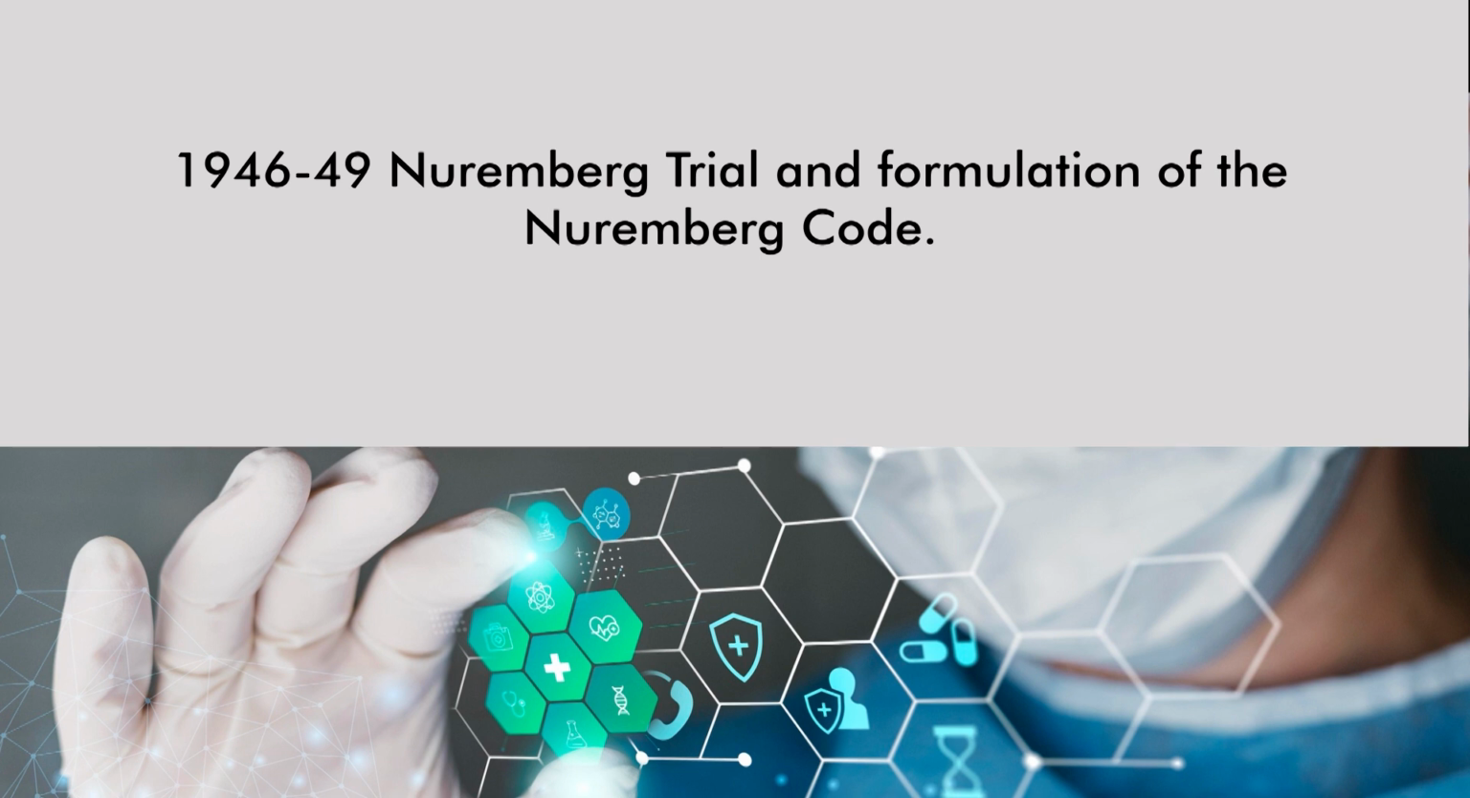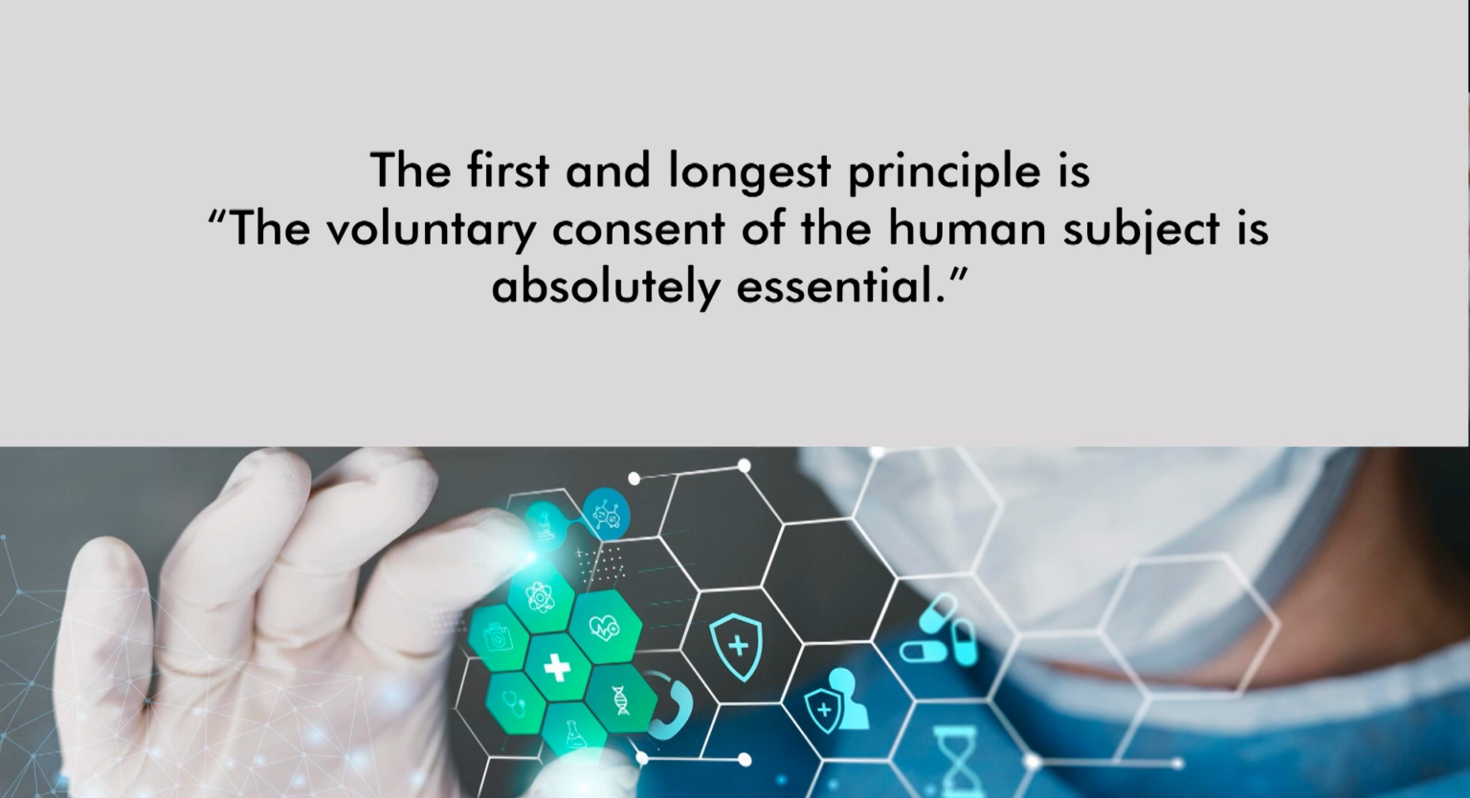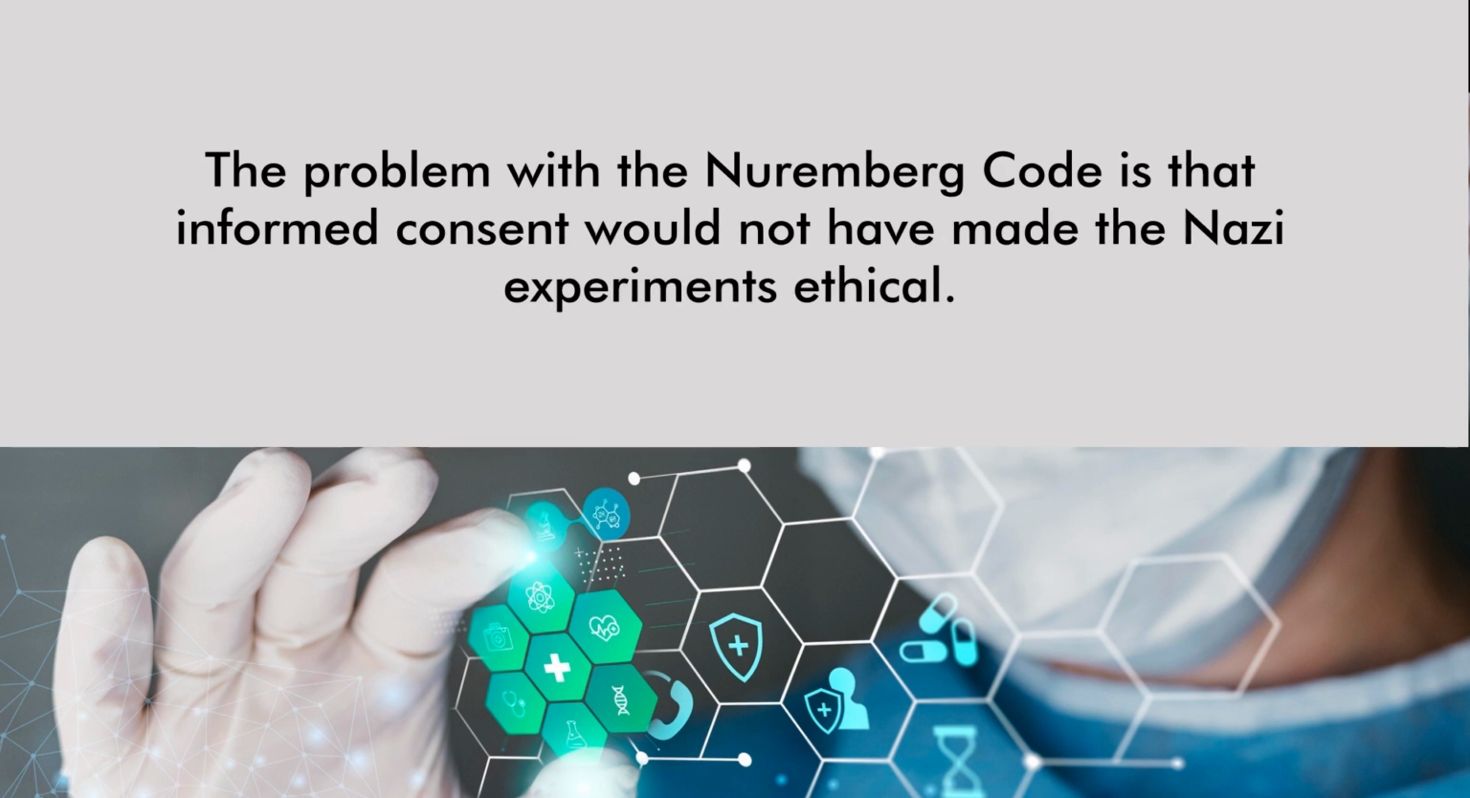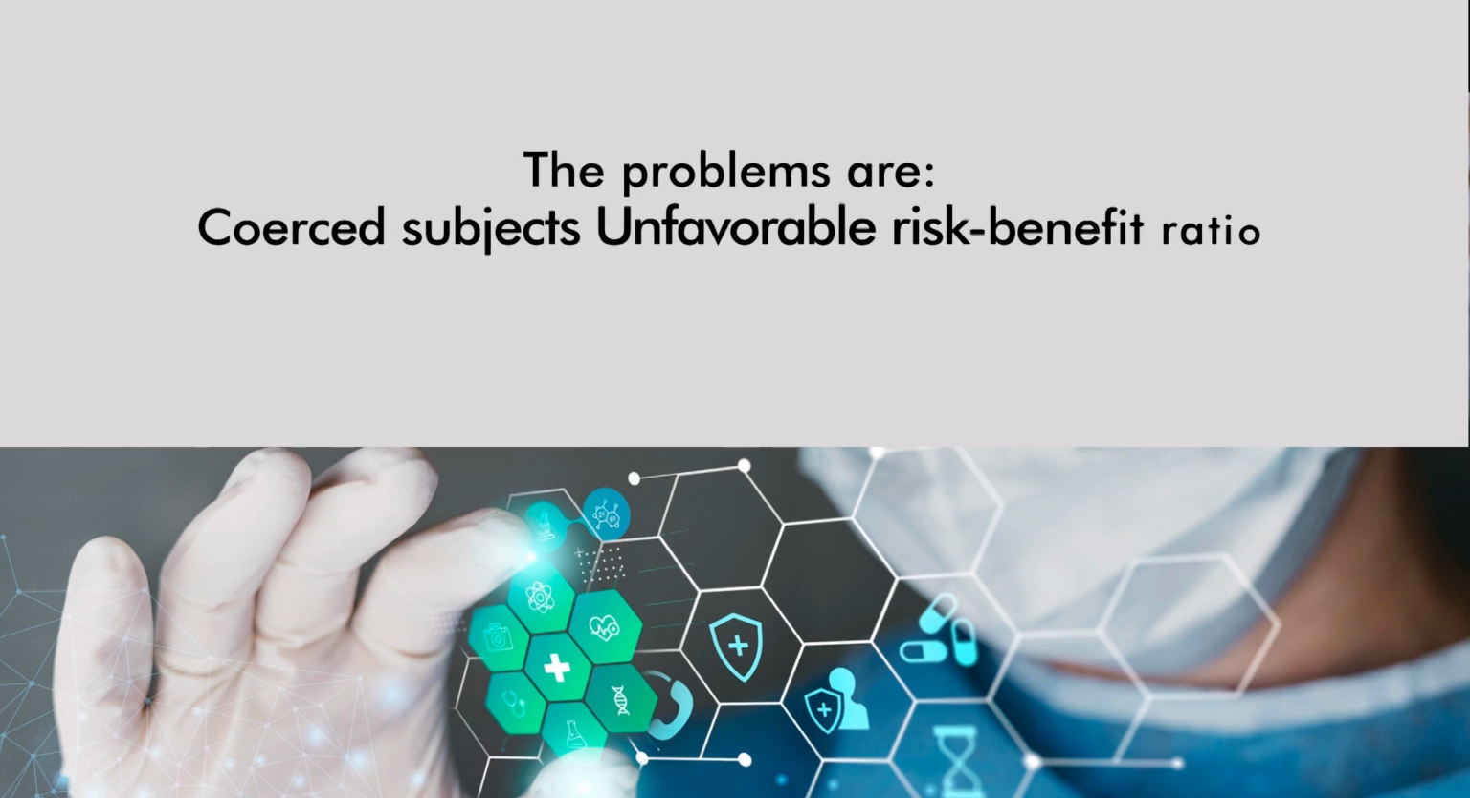In 1946 to 49, Nuremberg trial and formulation of the Nuremberg Code. Nuremberg Code contains certain basic principles that must be observed in order to satisfy moral, ethical and legal concepts. The first and longest principle is the voluntary consent of the human subject is absolutely essential. The problem with the Nuremberg Code is that informed consent would not have made the Nazi experiments ethical. The code mistakes the problem. The problems are coerced subjects and unfavorable risk benefit ratio.